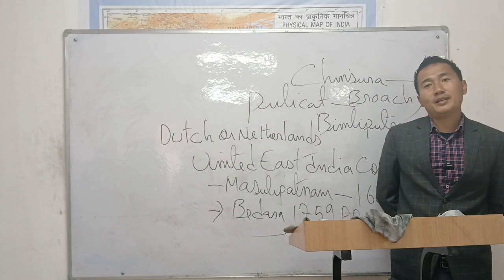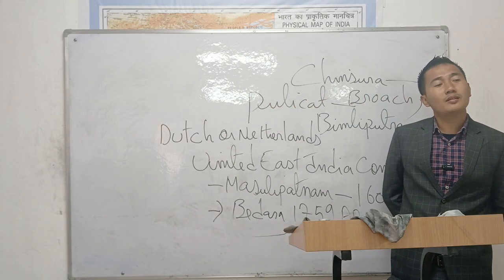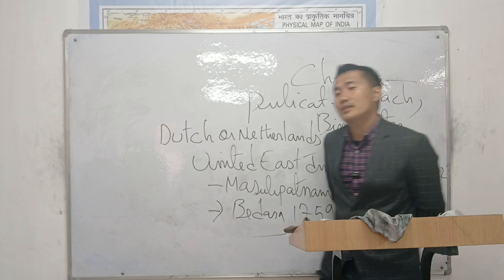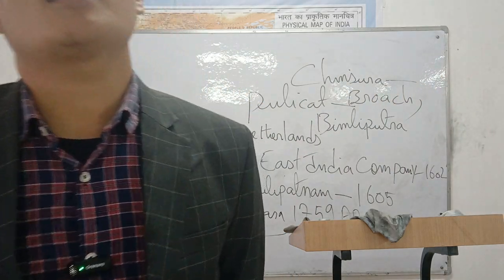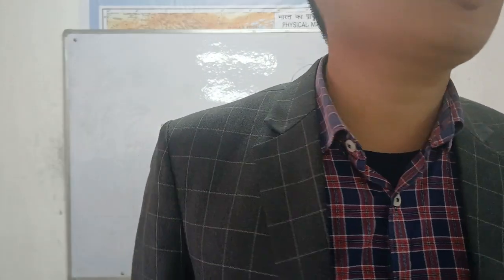Third is the Englishman. English is the third European to come to India, and they are the ones who rule over India, right? So I will discuss this in the last topic. As of now, just keep the topic English, and they are the third. Now we will go to the fourth.